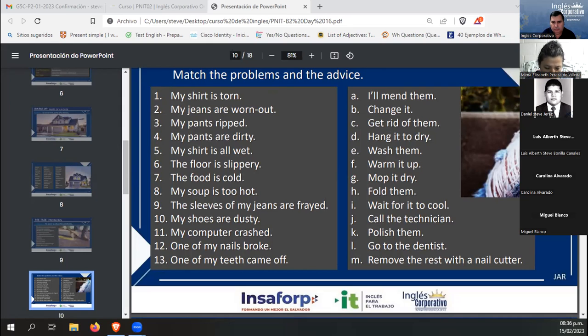Comencemos por la de que dice go to the dentist. Esa es la 13. Ajá. 13, the last one. Sería de aquí para acá. Sí, excelente. Y esta sería la M. Por acá. Yes. My computer crashed, call the technician. J. 11J.